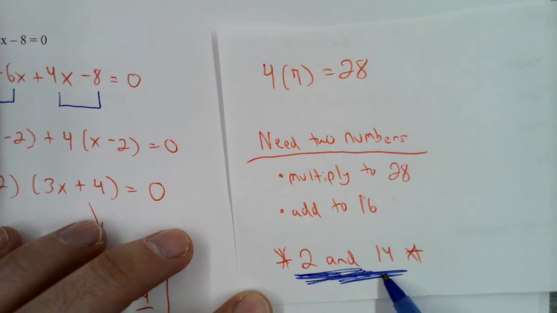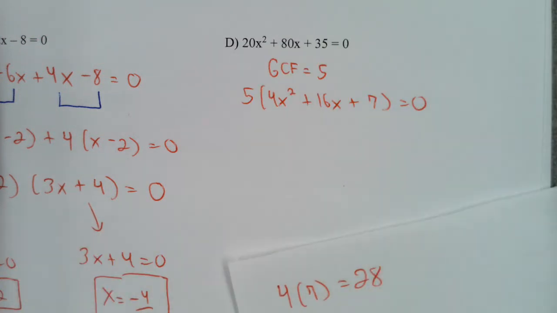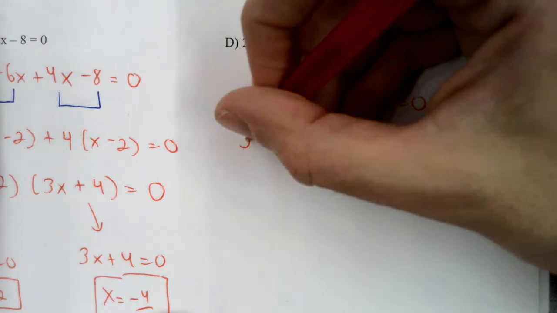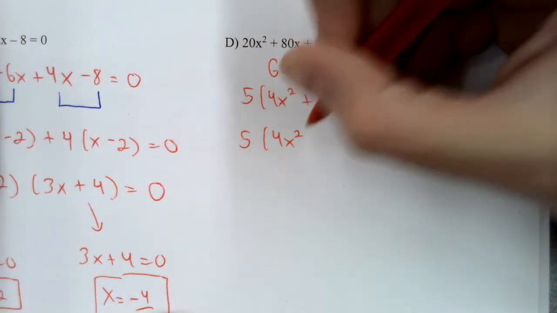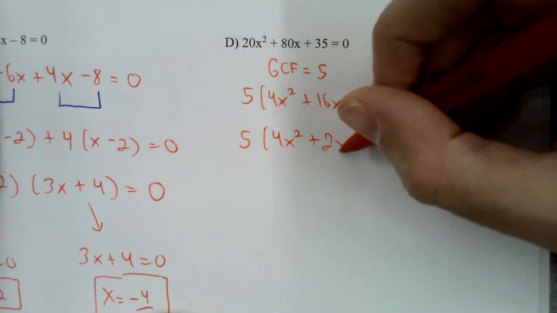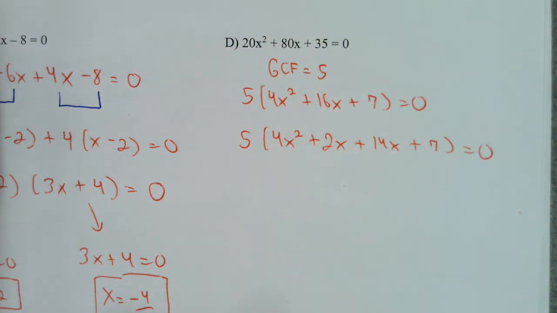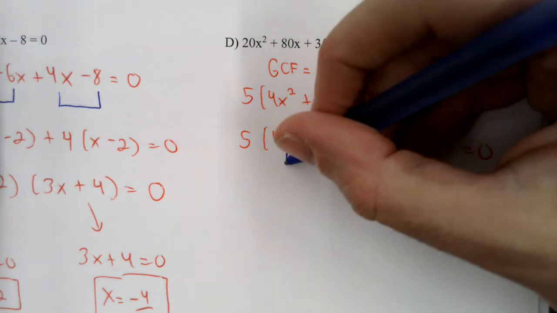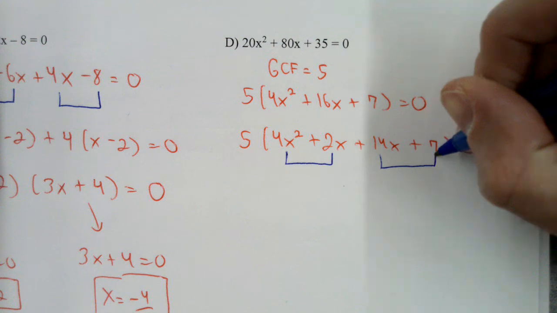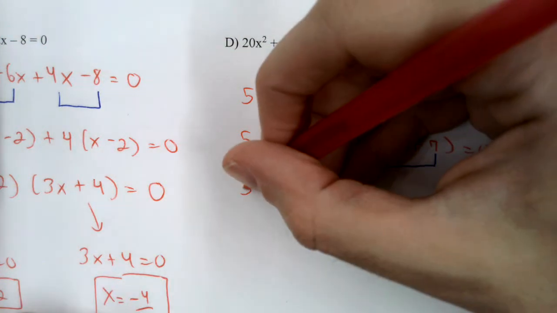Okay, so you take that 2 and 14 and you rewrite the 16x with the 2 and the 14, like this. 5 stays, 4x squared stays. Rewrite the 16x with the 2x and the 14x. Okay, now we're going to do factoring by grouping, so I'll group these two together and I'll group these two together. So the 5 is going to stay up front in every single step.